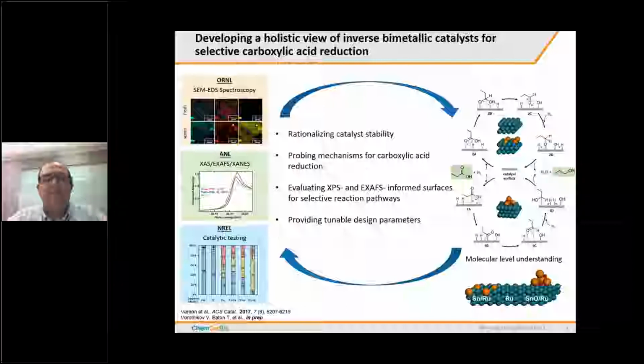And then these details we try to evaluate using the experimental team. And also, we try to tune a little bit of the design parameters to improve the catalyst activity and reactivity. And then we tested with the experimental group.